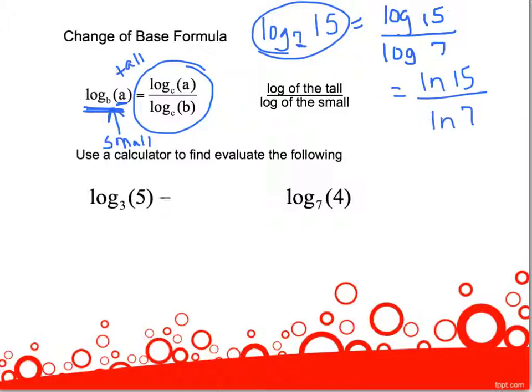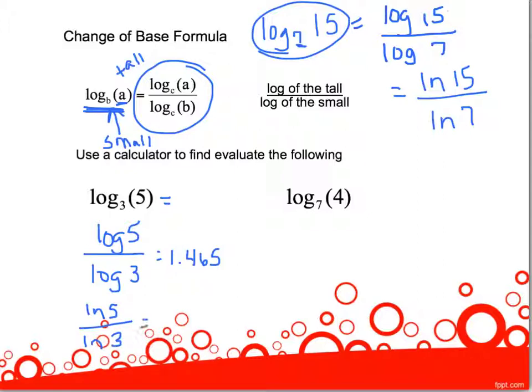So if I look at this problem, now that I have for an example, if I want to do log base 3 of 5, then what I can do is just take log of 5 over the log of 3. And then I can grab my calculator. You might want to do this and do the log of 5 divided by the log of 3. And I get 1.465 if I round. You also get the same answer if you do the natural log of 5 over the natural log of 3.